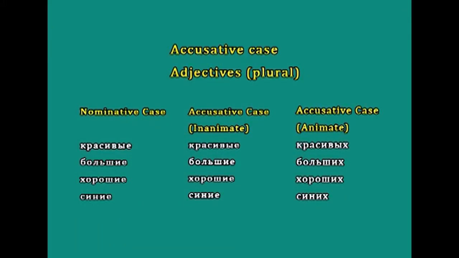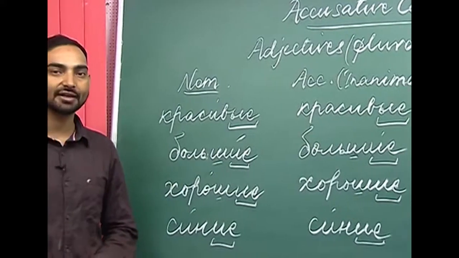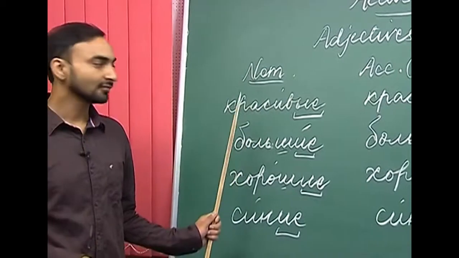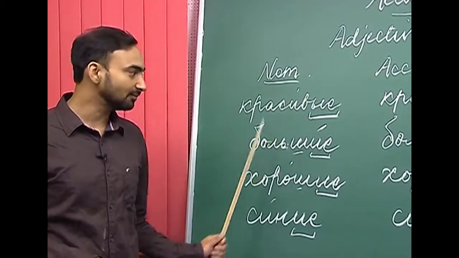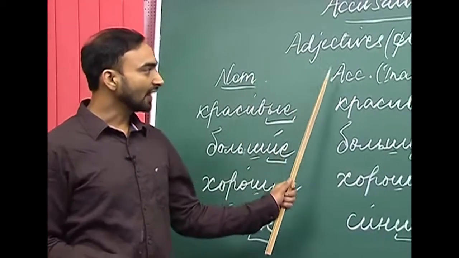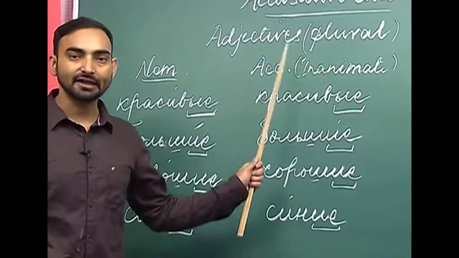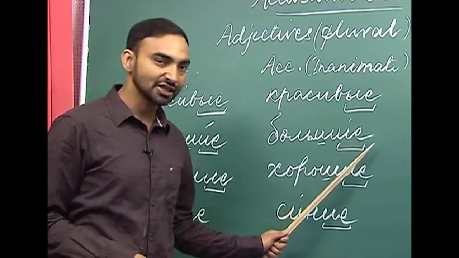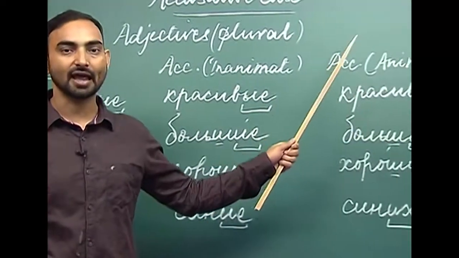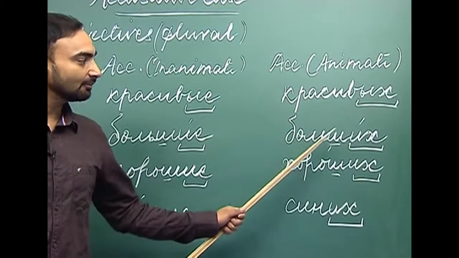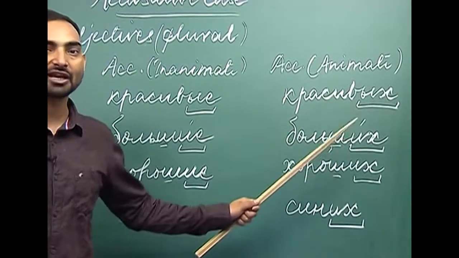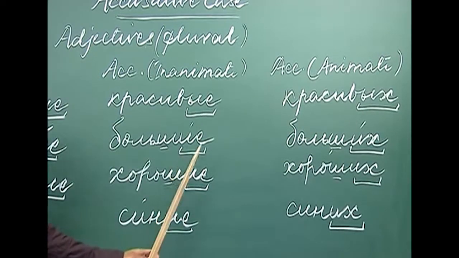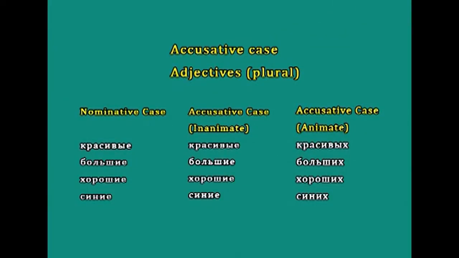The next adjective is большие. Большие is big. This is the nominative plural form of большой. Again, if it qualifies an inanimate noun, it will not change, so большие will remain большие, but if it qualifies an animate noun, it will change to больших. Again we are replacing the ending ие with х. Большие, больших.